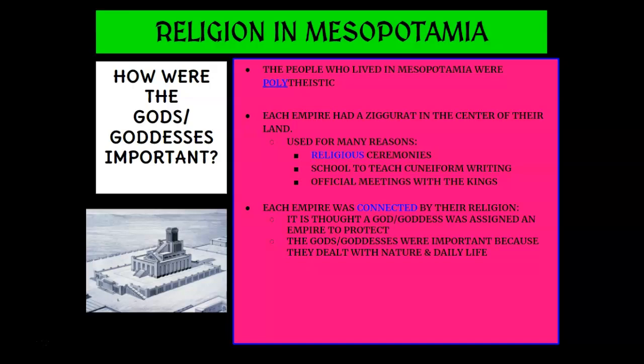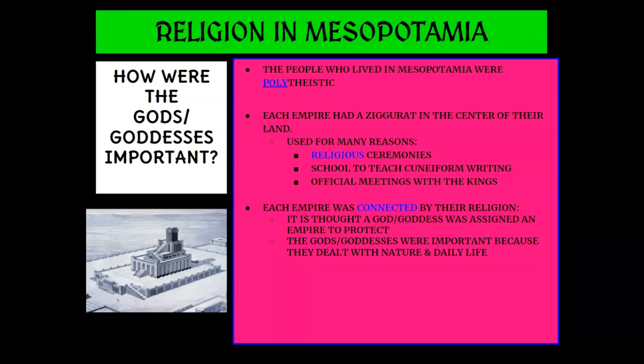Each empire had something called a ziggurat in the center of their land. Think of this as like a modern day church or synagogue or mosque. And it's used for many reasons. So they use it for religious ceremonies mainly. But these early religious centers start to also be used for like schools and other official meetings for kings. So these ziggurats had many purposes. So they're used for religious ceremonies, they're used as a school to teach cuneiform writing, and they're also used for the kings to have official meetings.